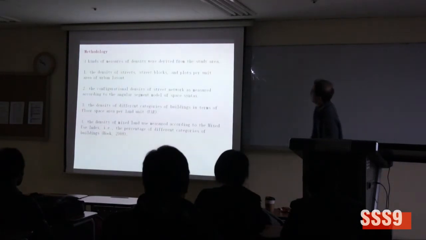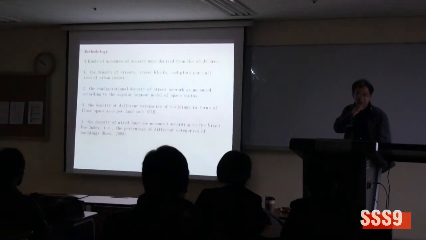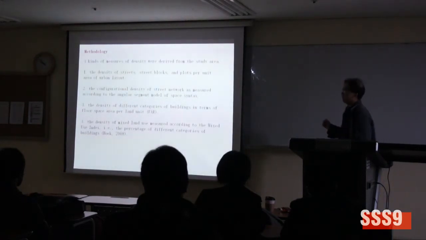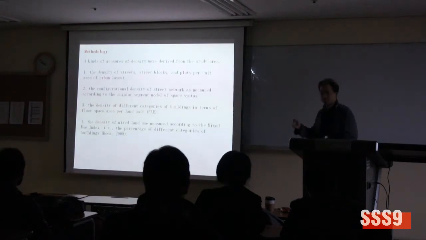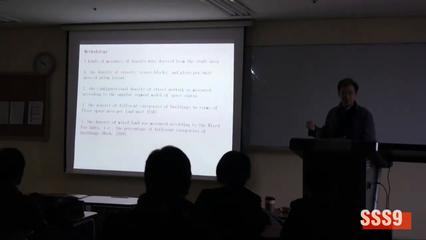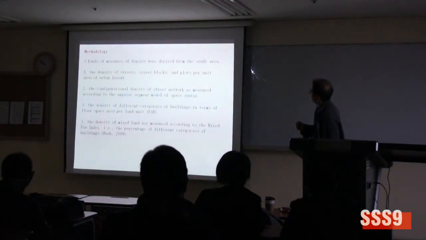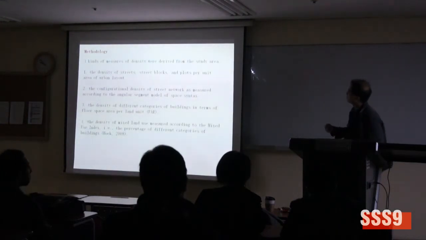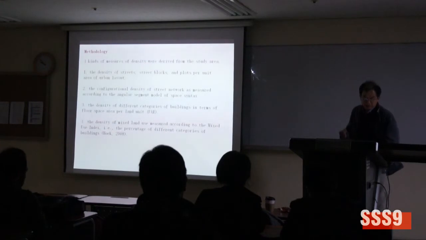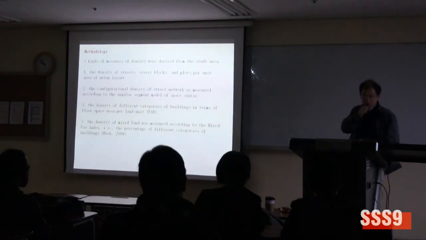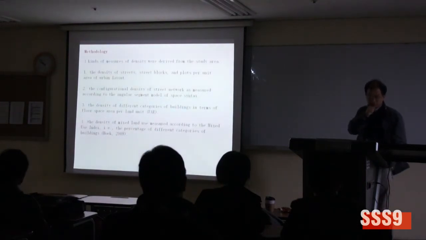And by doing so, we got four kinds of measures of density. First is the density of streets, which means the length of the streets per square kilometer or hectare, the density of street blocks, and the density of plots per unit. The second is the configurational density of the street network, measured according to the second mode of space syntax.